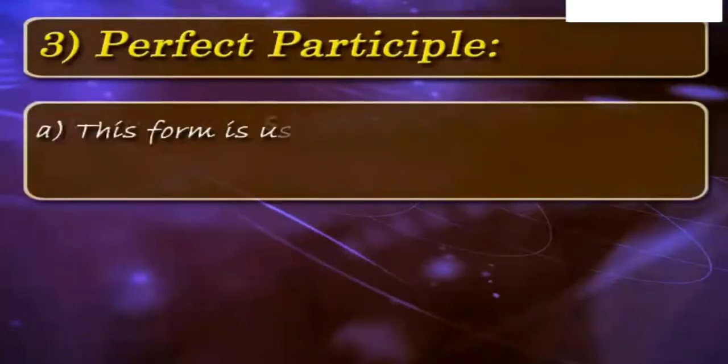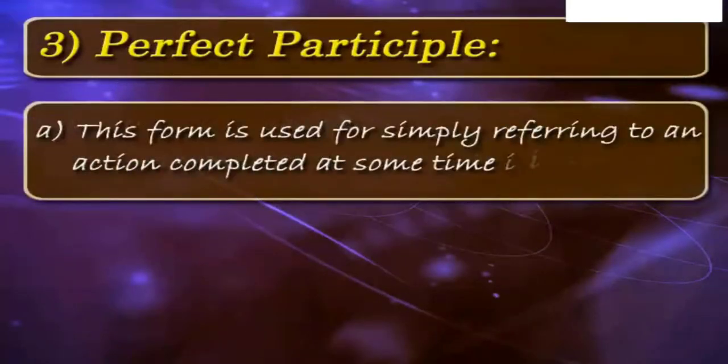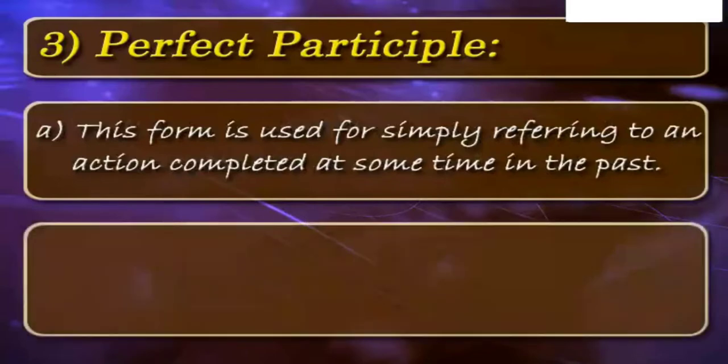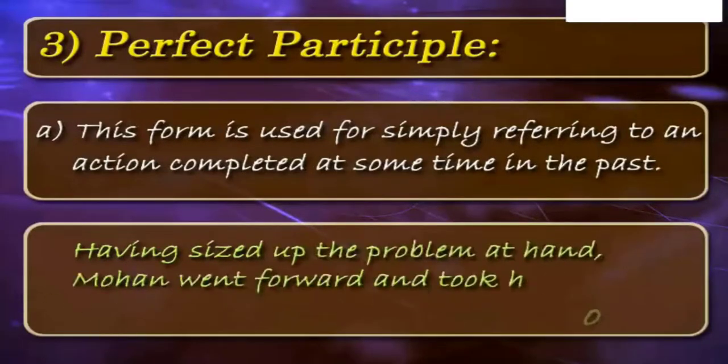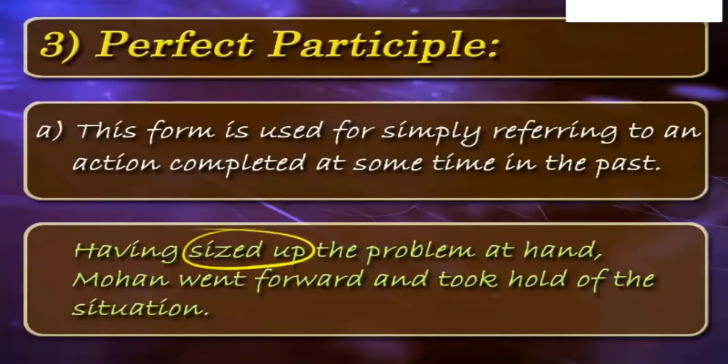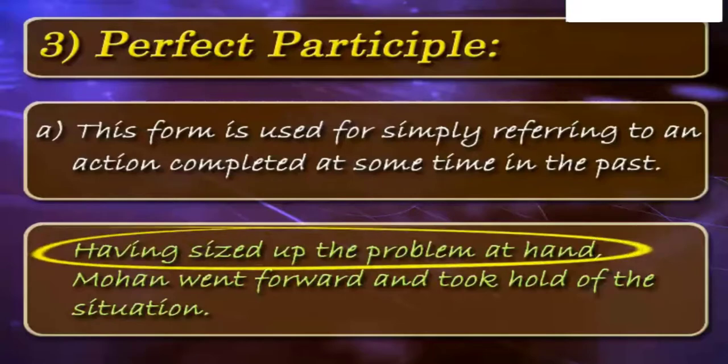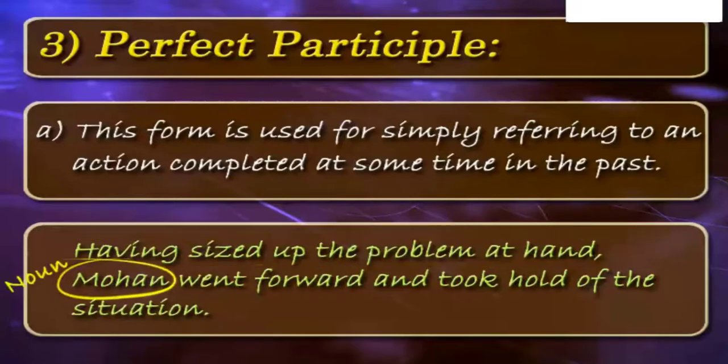Next type of verb form is perfect participle. A. This form is used for simply referring to an action completed at some time in the past. Having sized up the problem at hand, Mohan went forward and took hold of the situation. Here, the entire phrase containing the perfect participle form of the verb size up, that is, having sized up the problem at hand, is modifying the noun Mohan, thereby acting as an adjective phrase.